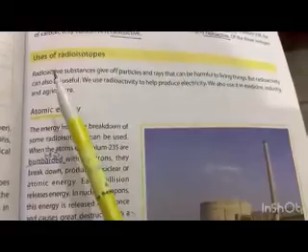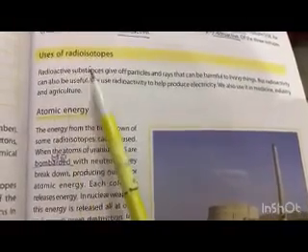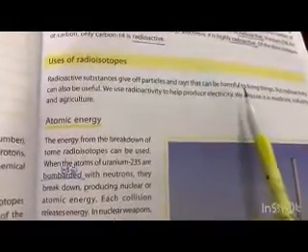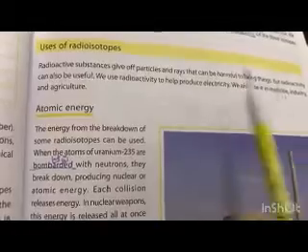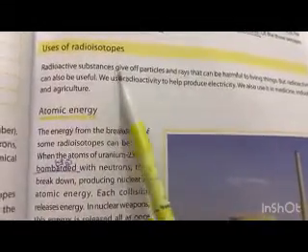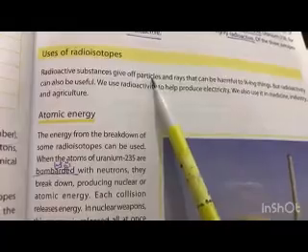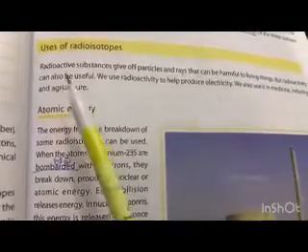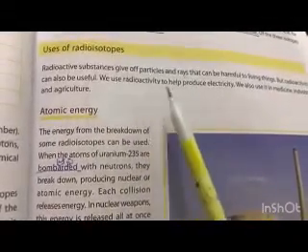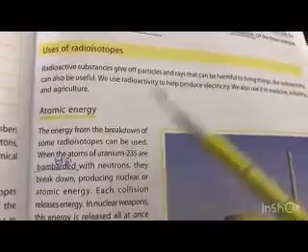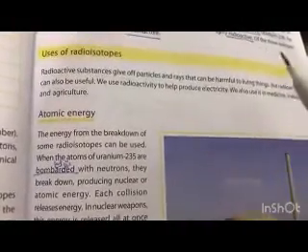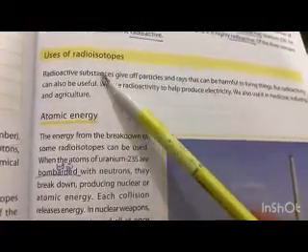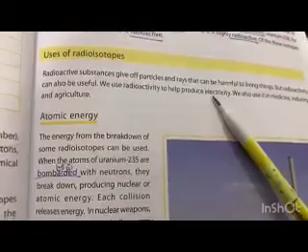Use of radioisotopes. Radioactive substances, atoms that are unstable, give off particles and rays that can be harmful to living things. But radioactivity can also be useful. We use radioactivity to help produce electricity, because it is throwing out rays and particles which can be harmful. So we are making use of these radioactive substances. We are producing electricity through this.